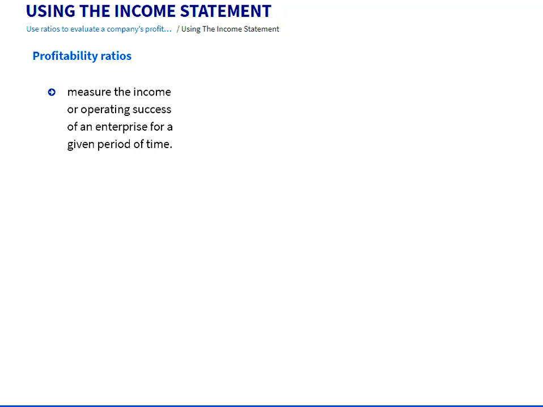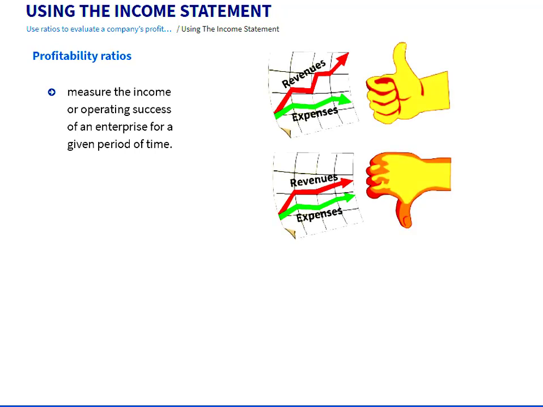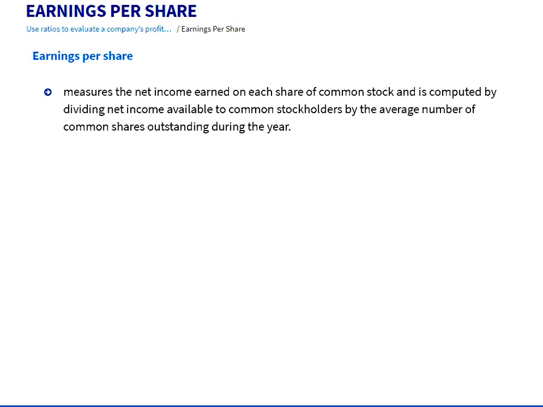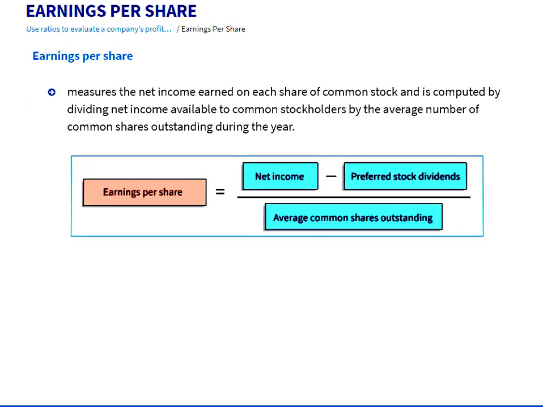Profitability ratios measure the income or operating success of an enterprise for a period. Creditors and investors are interested in evaluating profitability. Profitability is frequently used as a test of management's effectiveness. Earnings per share is computed by dividing net income available to common stockholders by the average number of outstanding shares of common stock.